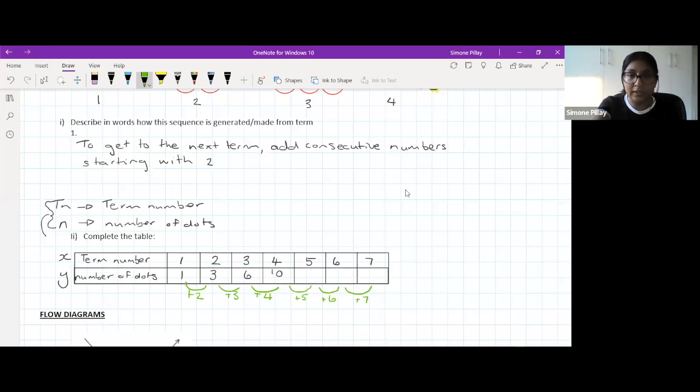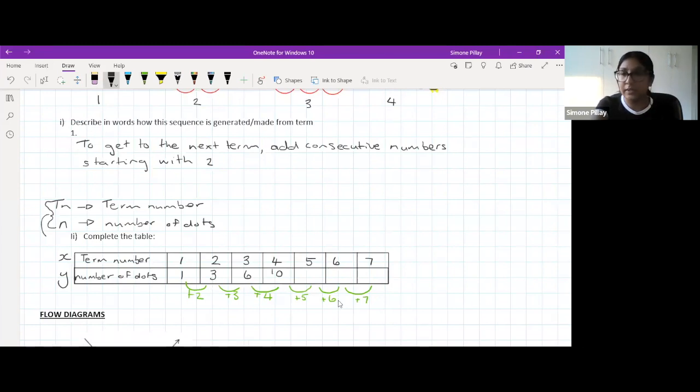How do I know that we did that? I described my relationship in words. I said to get to the next term, I'm adding consecutive numbers, and I started with 2. So here you can see I started with 2, and now I'm adding consecutive numbers. Plus 2, plus 3, plus 4, plus 5, plus 6, and plus 7. I hope everybody is with me and that this is making lots of sense.